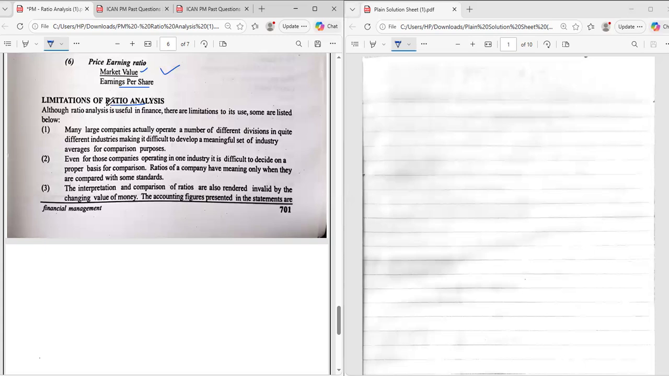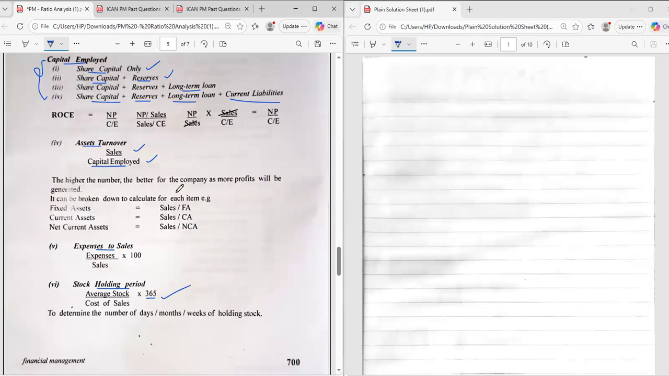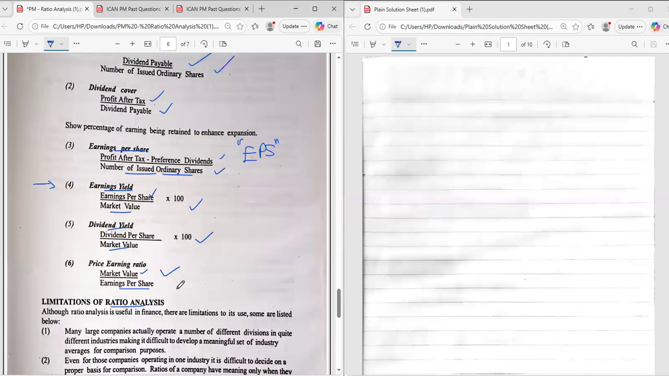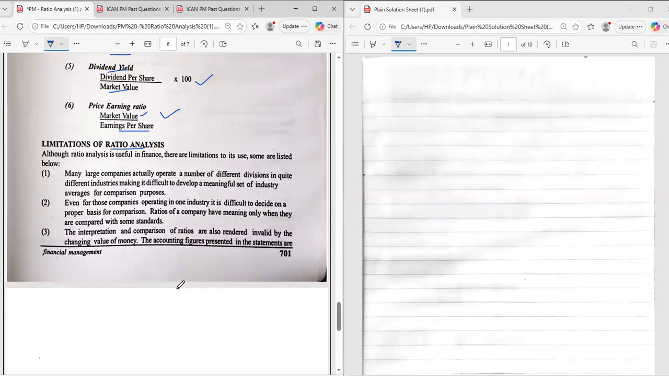I'll give you one realistic example. When we are computing ROCE, return on capital employed, what do we say about capital employed? We said capital employed can either be share capital only, share capital and reserve, or share capital, reserve and long-term loan. So it depends. What if Dangote makes use of share capital and reserve, and Lafarge makes use of share capital, reserve and long-term loan? How do you compare these things? It doesn't match up. So sometimes comparison may be difficult because of the different accounting policies used by the organizations.